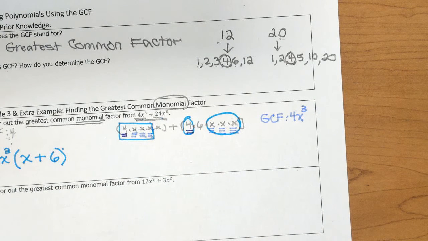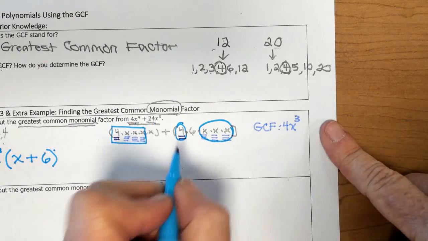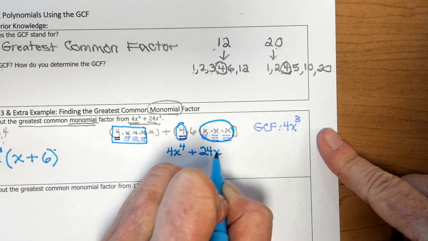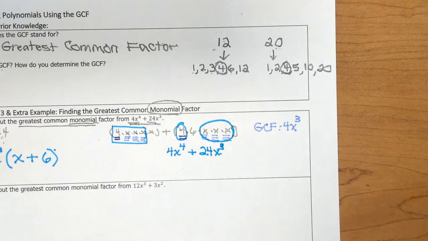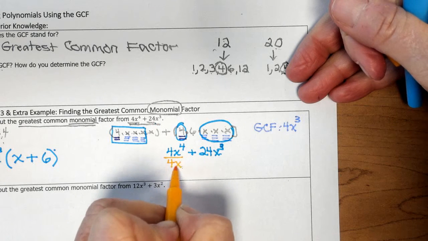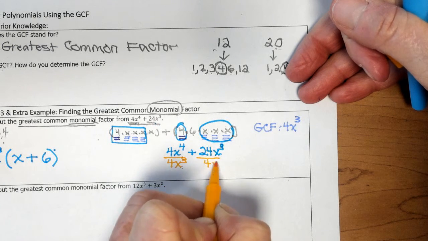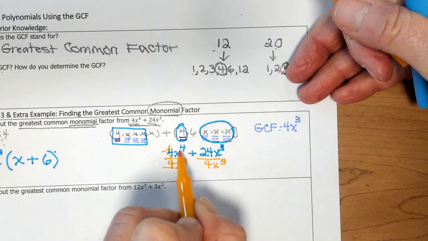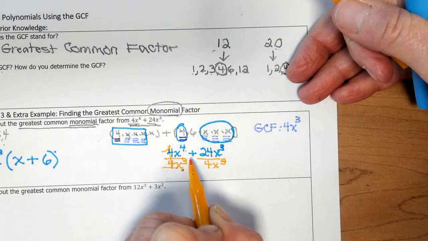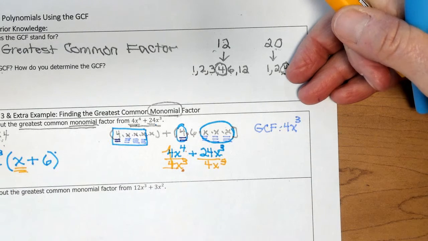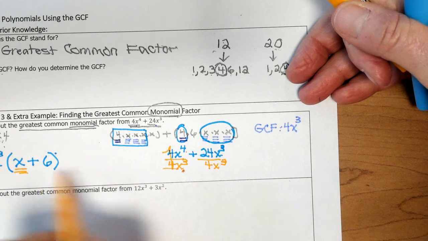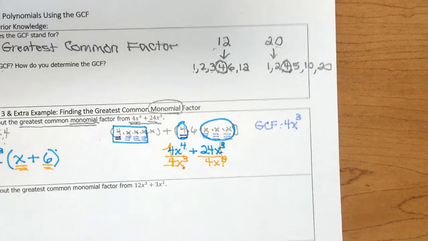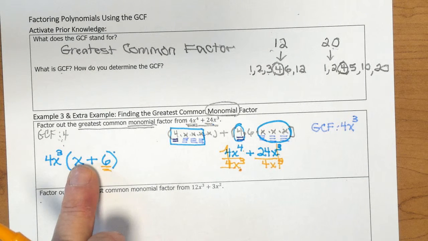So what I've essentially done, if I were to show it a different way, is if I have 4x to the power of 4 plus 24x to the power of 3, I've divided, in a sense, pulled out 4x to the power of 3 from each term. So what am I left with? 4 divided by 4 is a giant 1. X to the power of 4 divided by x to the power of 3 is, I'm left with x to the power of 1. There it is right there. And 24 divided by 4 is 6. And x to the power of 3 divided by x to the power of 3, well, that's a giant 1. So I'm left with just 6. So I have 4x to the power of 3 times x plus 6.